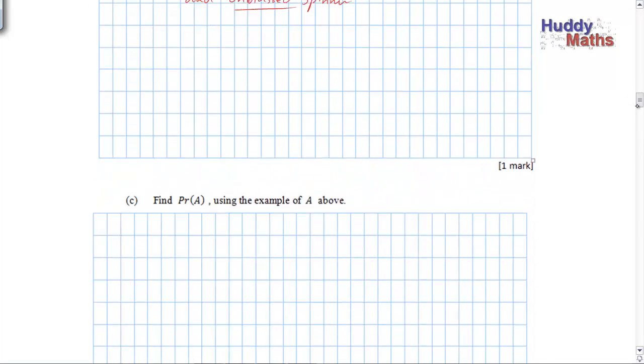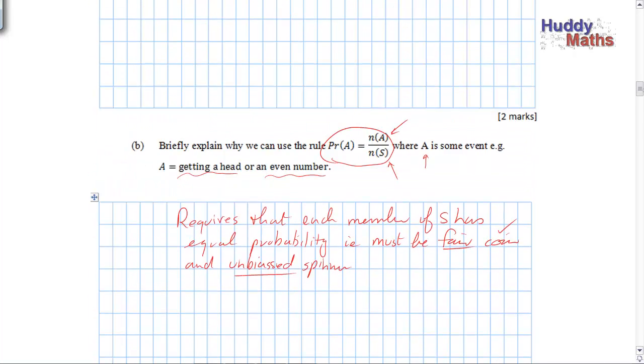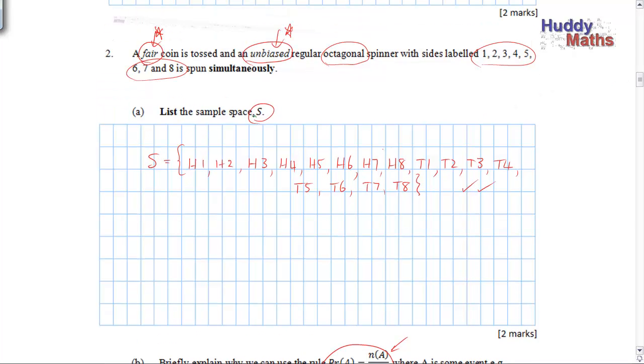Okay, come down, find the probability of A using the example of A above. So what is A? Let's do it. Probability of A is the probability of a head or an even. So we want all those that have got heads or evens in them. Let's go back and count them. Heads or evens. So all of the heads, there's 8 of those, from there right up. And then you want ones with evens, so there's some tails with evens.